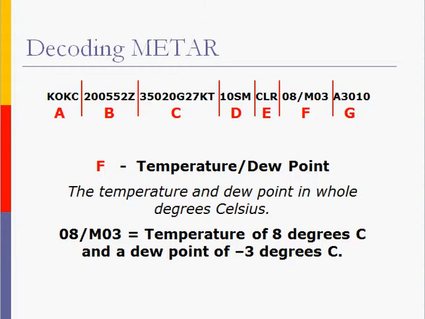If either of these variables is negative, then an M is placed in front of the two numbers, which stands for minus. So during this observation, the temperature was 8 degrees centigrade, and the dew point was minus 3 degrees centigrade. So that's what this M stands for here, minus.